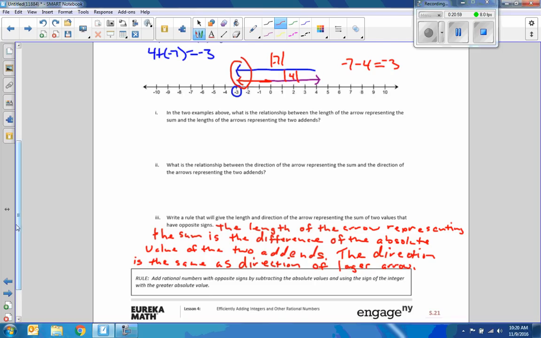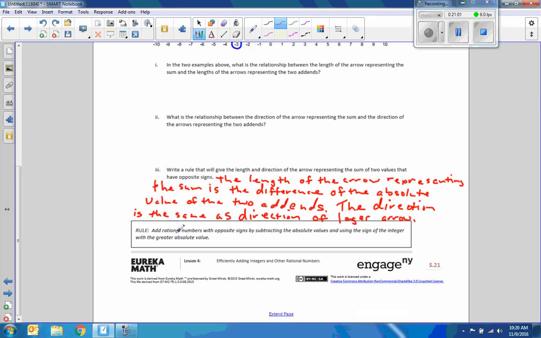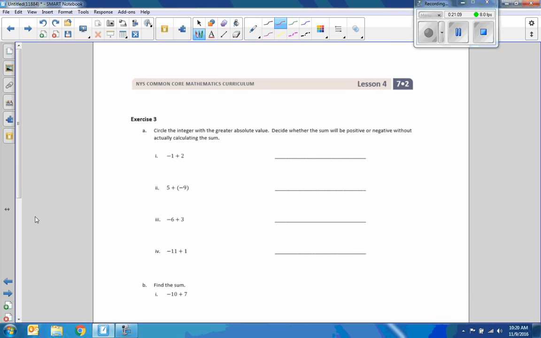So in this box we have a rule. Add rational numbers with opposite signs by subtracting the absolute values and using the sign of the integer with the greater absolute value. And we're going to do examples on it.